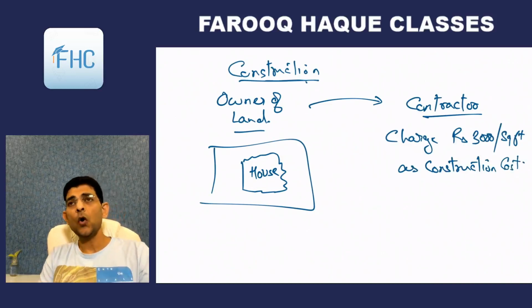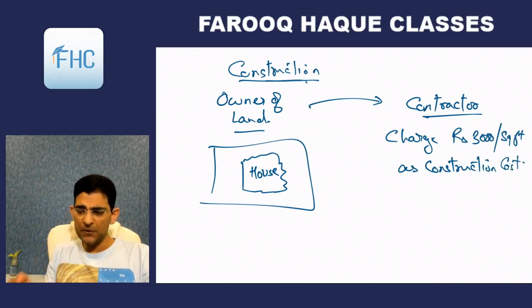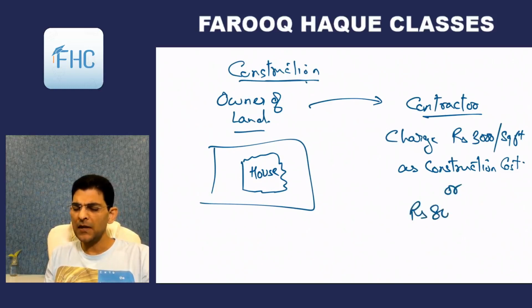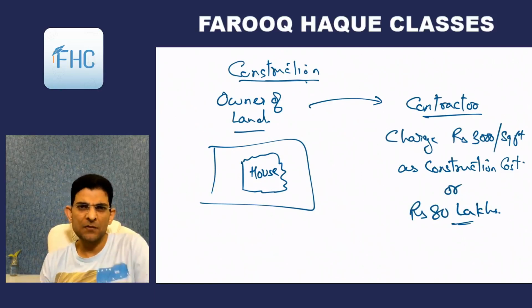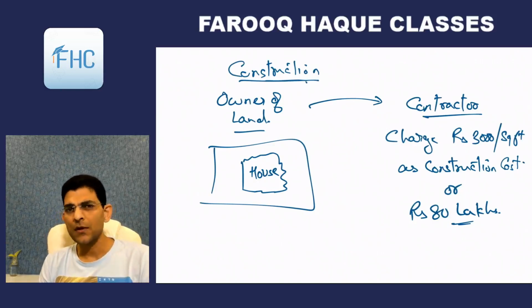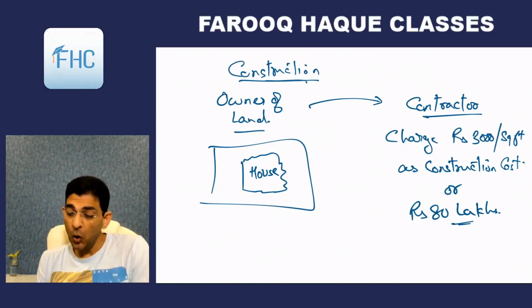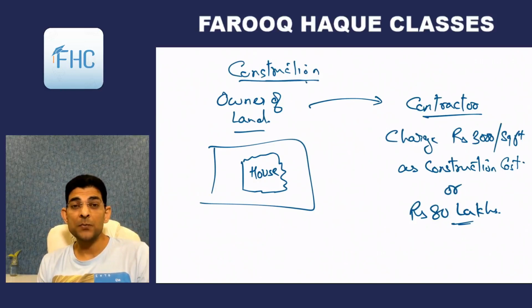Or a lump sum. It can be on a per square feet basis, which is the normal industry practice, or he can quote a lump sum amount of, say, rupees 80 lakhs. After the map is finalized and he knows how much work is to be done, he says, okay, I'll do it for 80 lakhs. Just give me 80 lakhs and you will get your house ready in 6 months. Or he says, okay, I'll charge 3000 rupees per square feet of construction.